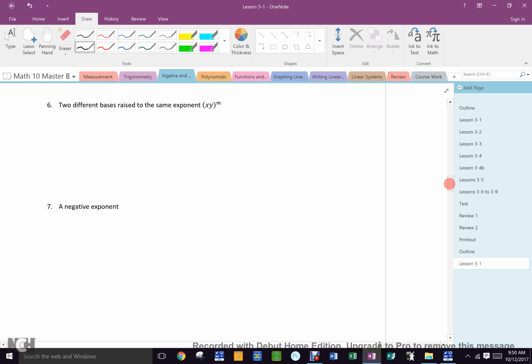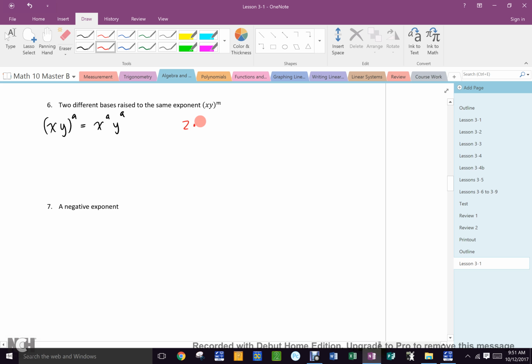Number 6. You also saw this in the 9th grade. (xy) to the a. Doesn't that look exactly like law number 4? And in law number 4, the exponent went to everything, yes? So what do you think happens here? The exponent goes to everything. Do all the other exponent laws apply? Always.